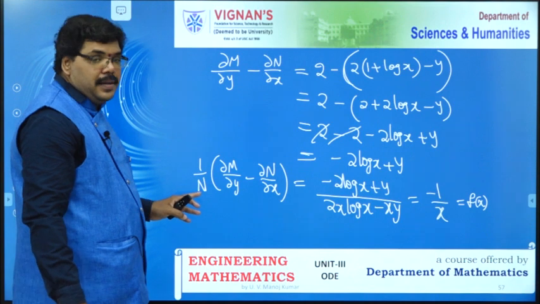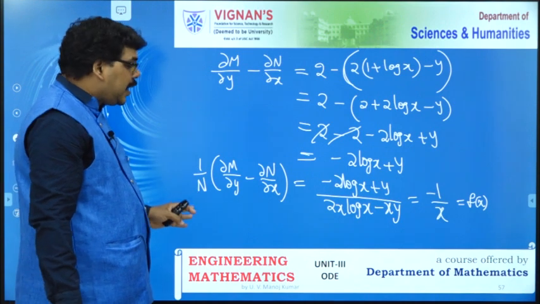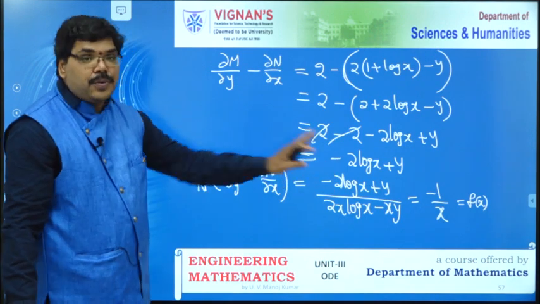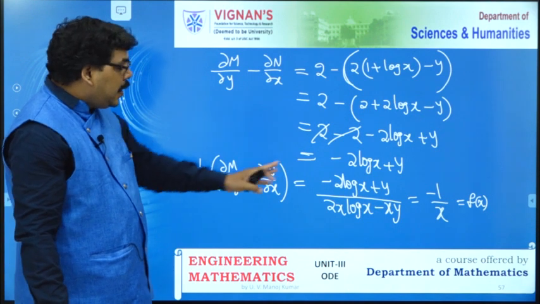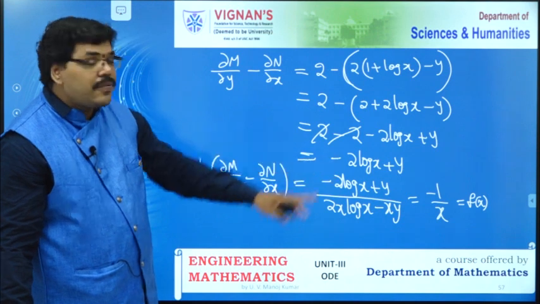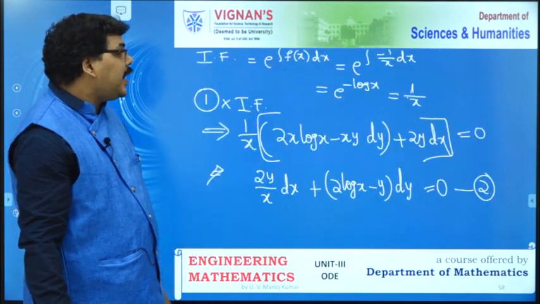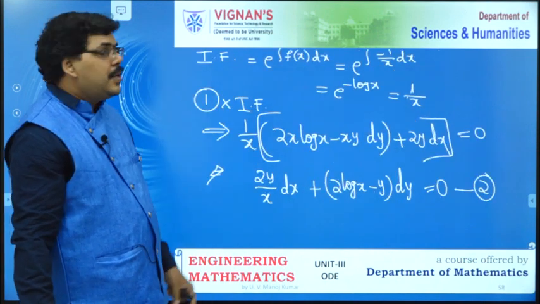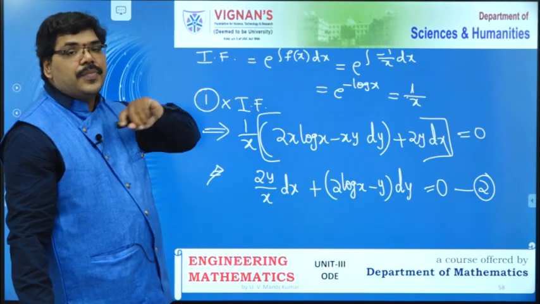I am dividing this with n. When I divided the difference with n, the result is a function of x only. So in the result, I am getting only one variable x. So I am calling that function as f of x. So what is the integrating factor? E power integral f of x. So if I simplify, I get 1 by x.